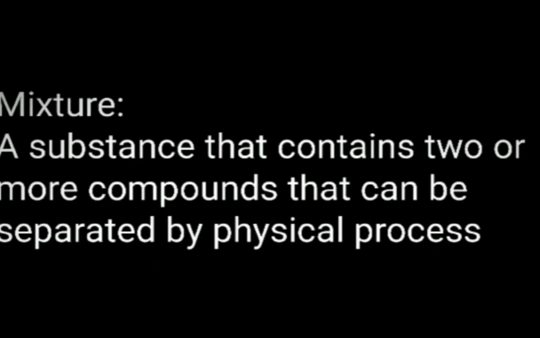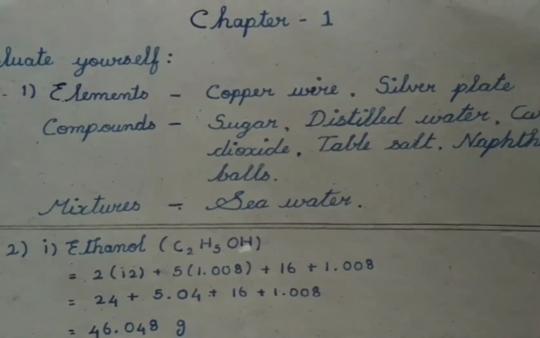Next, mixture. A substance that contains two or more compounds that can be separated by physical process is known as a mixture. So a mixture is a combination of two or more compounds. Combination of atoms is known as an element. Combination of elements is known as a compound. Combination of compounds is known as a mixture. Here, a compound cannot be separated by physical process, but a mixture can be separated by physical process. Let's evaluate the first question.